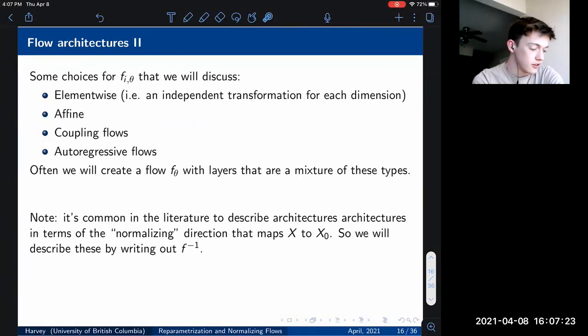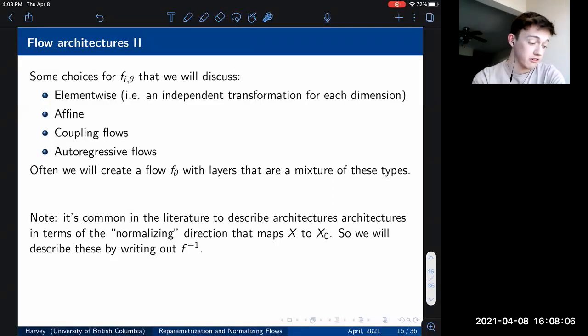Okay, so we're going to look through various different choices of function we can use for Fi theta. We're going to start off with the two simplest and least expressive ones, which are element-wise transformations and affine transformations. Later on, we'll come to some slightly more complicated and expressive functions. And we should remember that not all of the layers in the flow have to be of the same type. So we can mix and match which of these functions we use in each different layer of the flow, if we like.